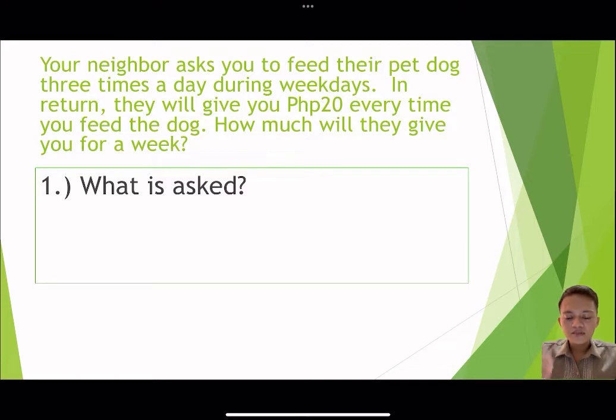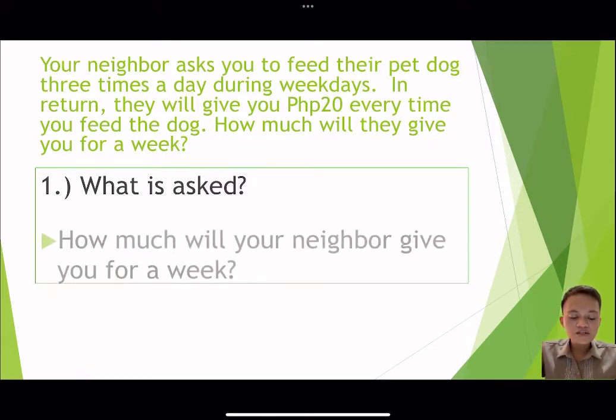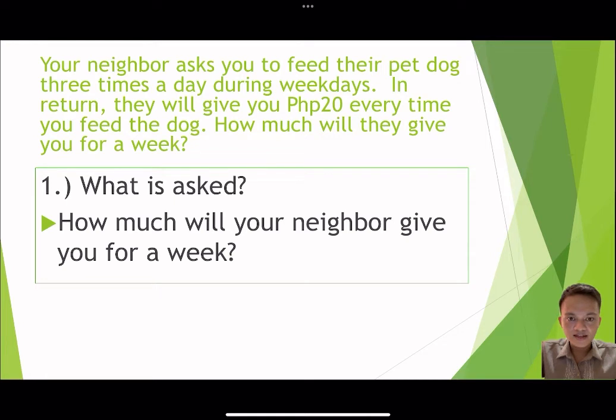So, your neighbor asked you to feed. Kailangan humahanap sila ng tao at ikaw yon upang pakainin yung kanilang aso 3 times a day during weekdays. So, in return, babayaran ka naman nila ng 20 pesos tuwing papakainin mo ang kanilang aso. Magkano yung kanilang ibibigay sa iyo sa isang linggo? So, ang tanong is, how much will your neighbor give you for a week?